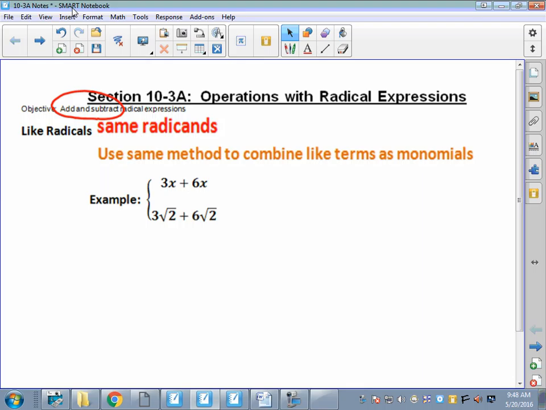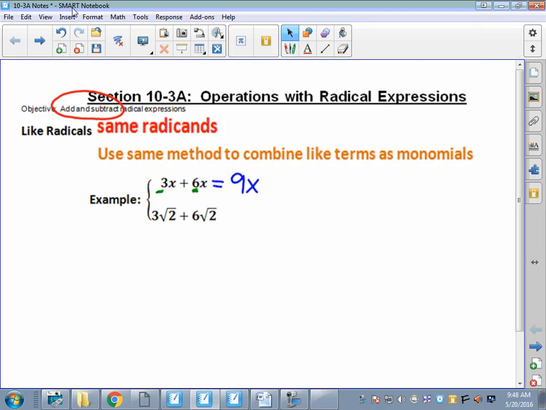And we're going to use exactly the same method to combine like terms that we used for monomials. So this example down below, I've got a 3x plus a 6x. If I gave you that, everybody would know what to do, right? You tell me, oh, it's an easy answer, Mrs. Stauffer, that's a 9x. Well, you're going to use the same thing.